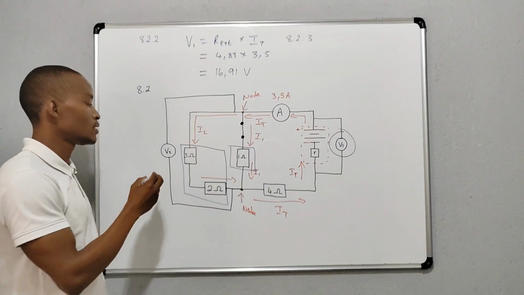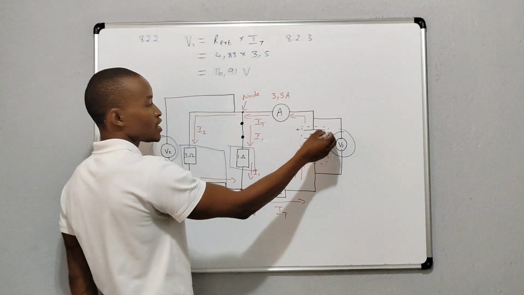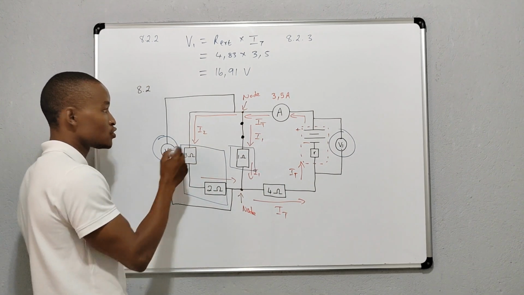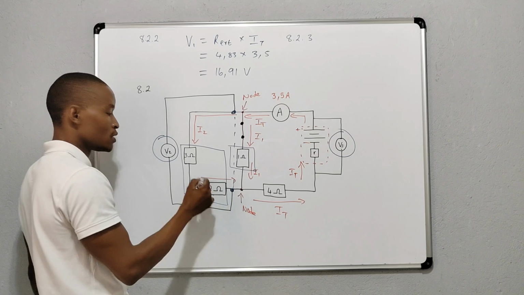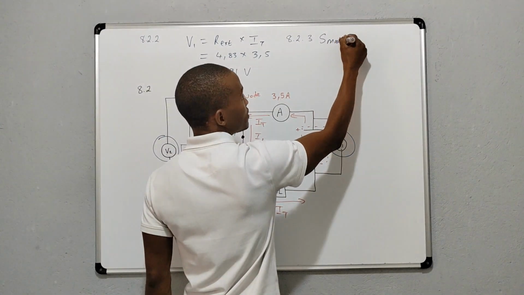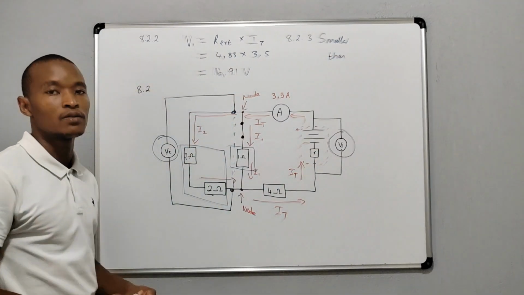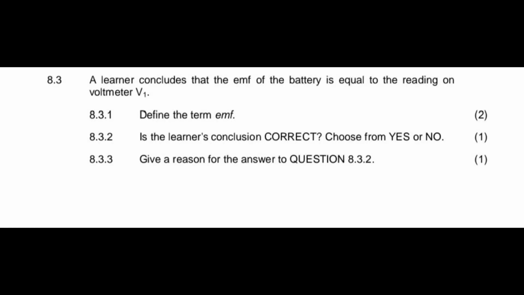Good. How does the reading of V2 compare with that of V1? V1 takes into account all the resistors, while V2 only takes into account what? These 2 resistors. So definitely it will be smaller than V1. Good stuff. Let's look at the next question.